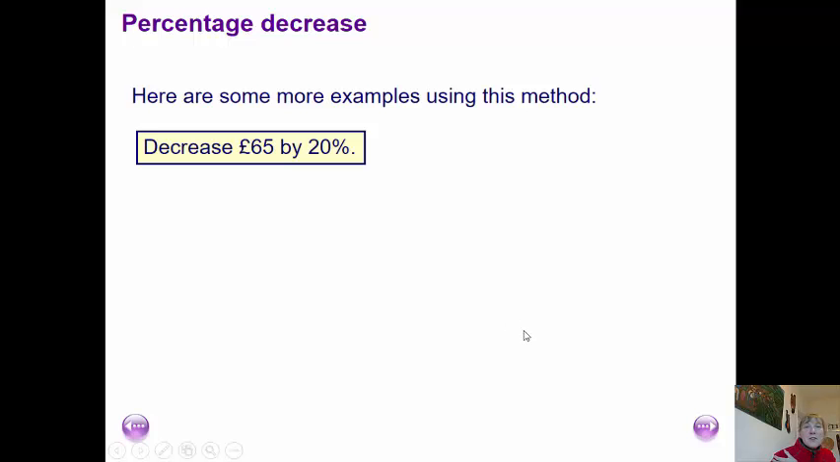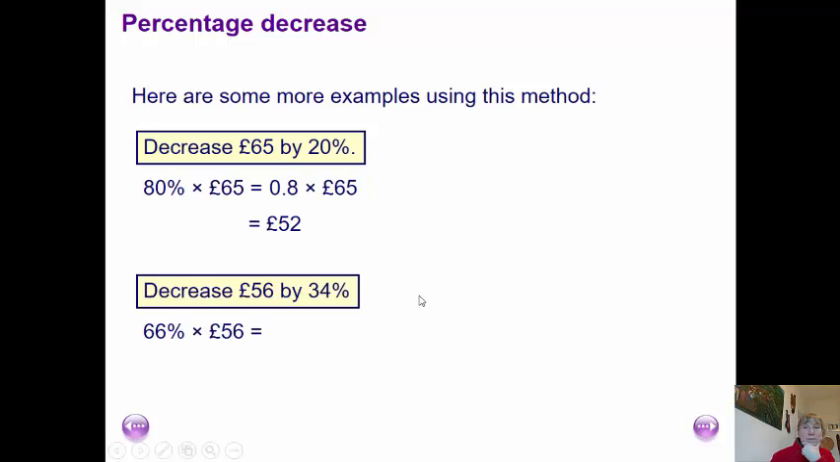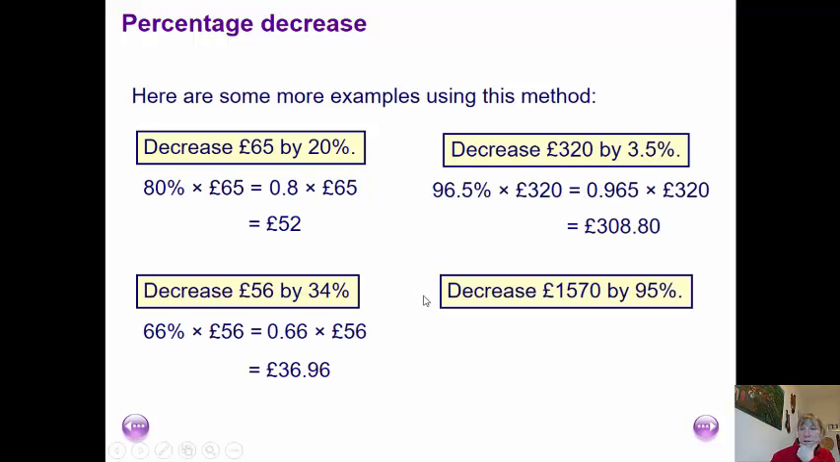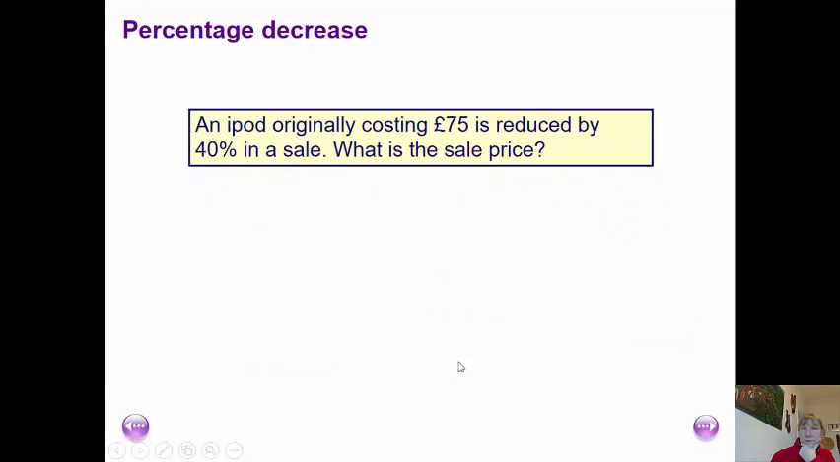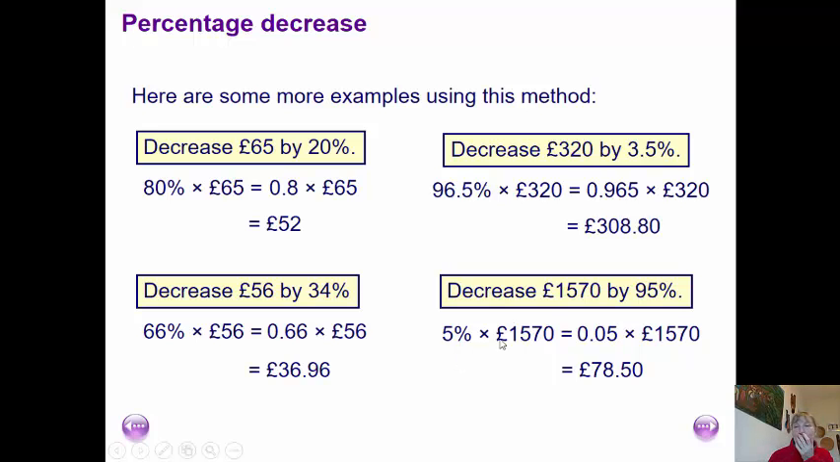So some other examples. Decrease 65 by 20%. We're going to multiply 65 by 0.8. Some other examples. So you see, if we're decreasing by 95%, that's a big decrease. What's left is 5%. So we just need to find 5% of that number, which is £78.50.